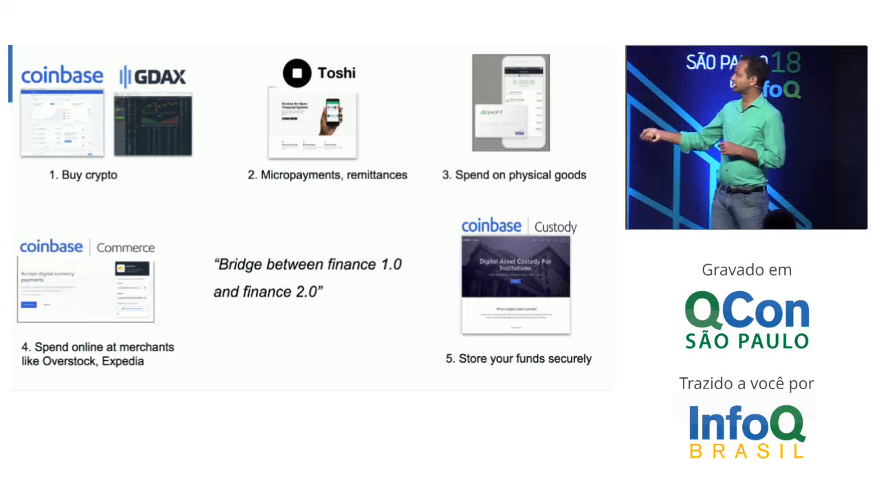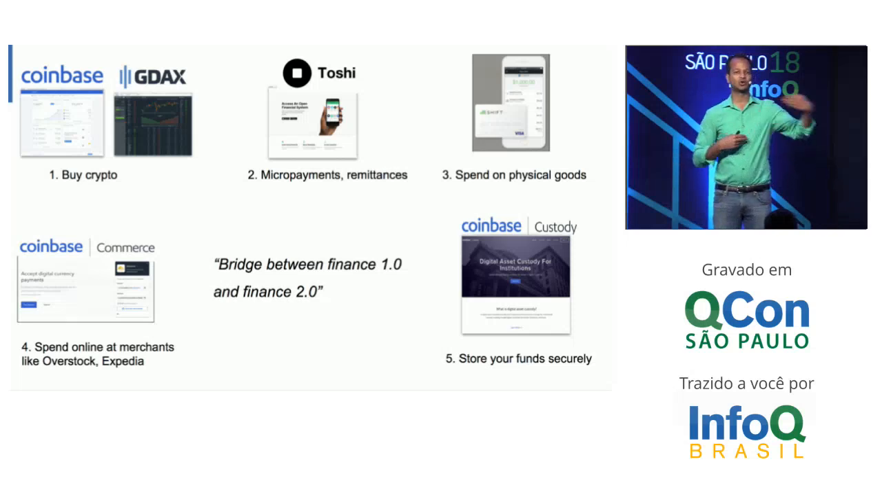Now, Coinbase also has a product called Coinbase Commerce, where you could spend your cryptocurrency directly in order to buy goods which are denominated in cryptocurrency, like Bitcoin. And some of the merchants that we support are Overstock, Expedia, etc. And then Coinbase is also building a product called Coinbase Custody, where, in order for you to store your cryptocurrency securely, instead of having to store it yourself, you can rely on Coinbase to store it on your behalf. So we think of ourselves as the bridge between Finance 1.0 and Finance 2.0.